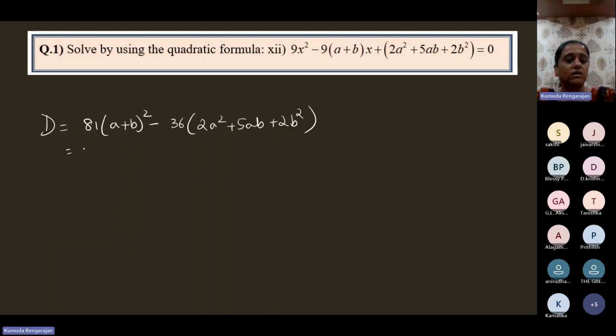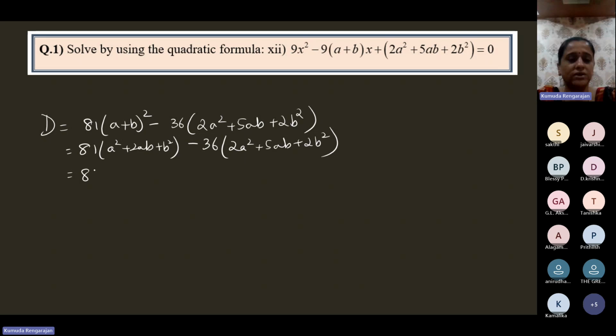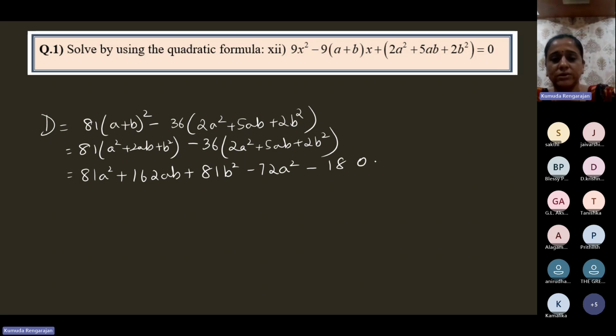Now we didn't realize we had to take out 9 common. No problem. 81 into (a² plus 2ab plus b²) minus 36 into (2a² plus 5ab plus 2b²). Open the bracket. So 81a² plus 162ab plus 81b² minus 72a² minus 180ab minus 72b².